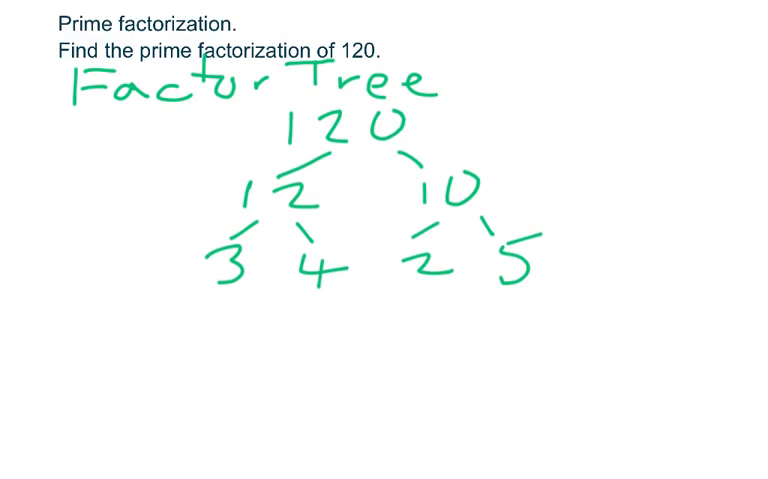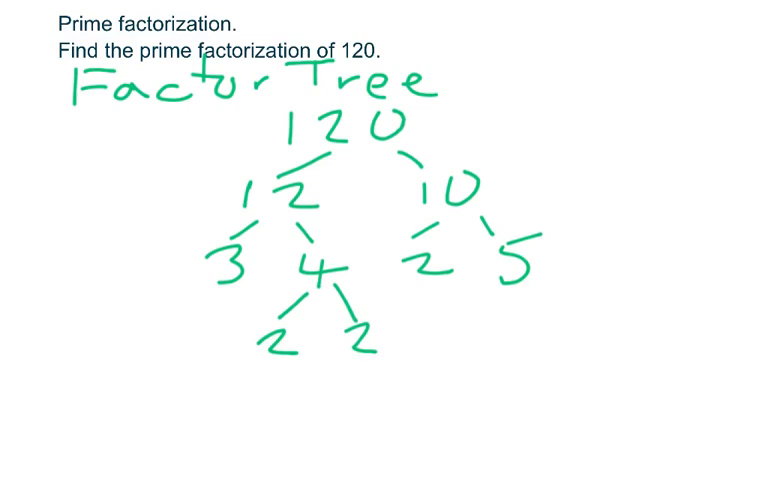Now what you do is you continue this tree until all the numbers at the ends of the branches of the tree, think of them as the leaves, and you continue until all of those numbers are themselves prime. So for example, 3 is prime, but 4 is not. 4 will factor again into 2 times 2. 2 is prime, 5 is prime. So if you look at the leaves at the end of the tree, at the end of the branches of the tree, they are all prime numbers.